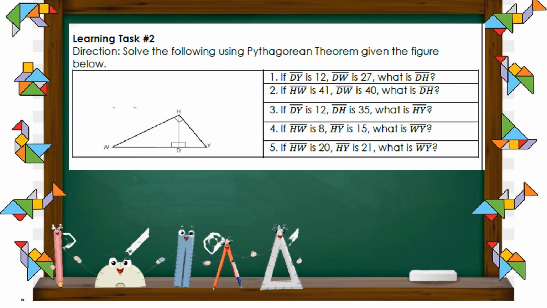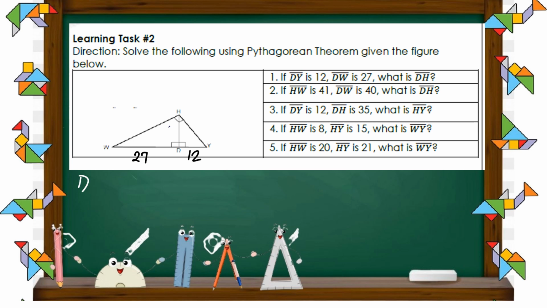For learning task number 2, you were given: solve the following Pythagorean theorem problems given the figure below. There are some parts here where we can use your geometric mean. For example, number 1: we're given DY is 12 and DW is 27. The unknown here, we're asked to find DH.